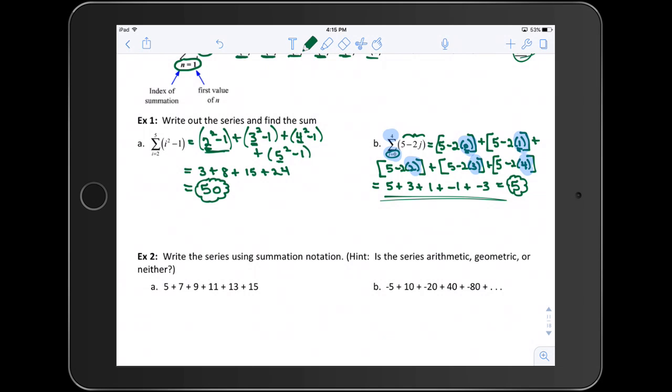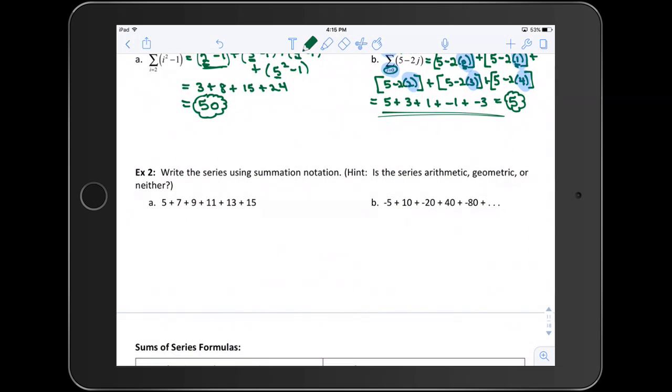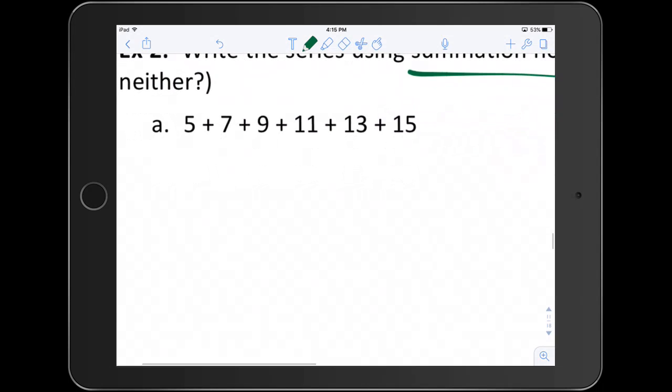So here we go. It says, write a series using summation or sigma notation. Hint: is the series arithmetic, geometric, or neither? That's the trick here. You need to know what type of series we're dealing with.